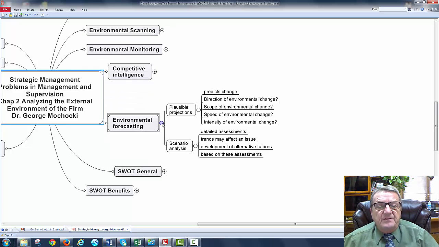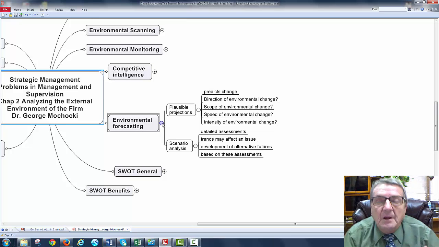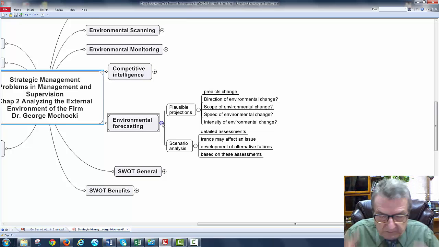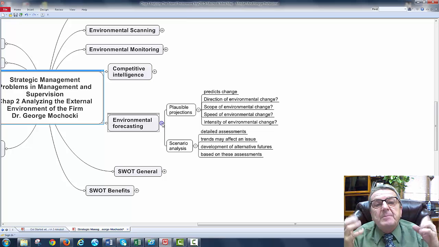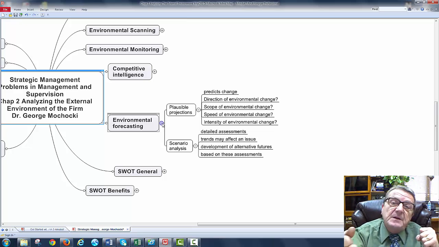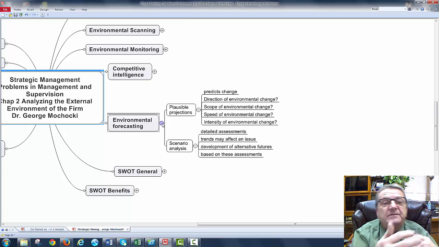Okay, so now I got environmental forecasting. I have to forecast. Now I know I'm monitoring this. What kind of change is going to happen? I'm taking my best guess. Sometimes I may be coming in, I'm going to bring a new process, but I'm waiting for the environment acceptance, for the public acceptance first before I initiate it.